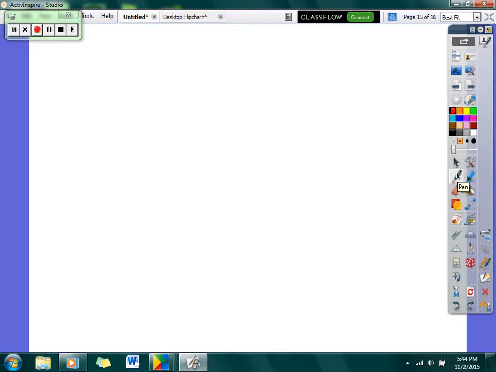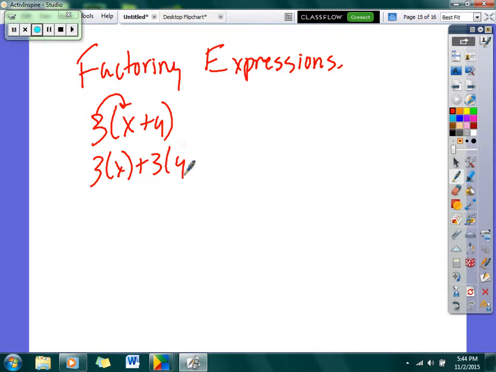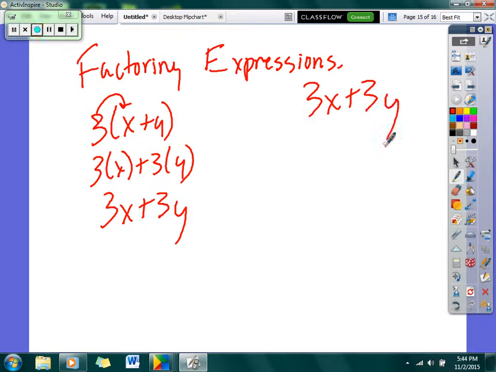Going to talk about factoring expressions. So this is going to be an extension on the distributive property, kind of like the opposite. Previously we learned that if I had 3 times the quantity x plus y, I'm going to distribute the 3 times x plus the 3 times y, and this is going to get 3x plus 3y. Now I'm going to start with 3x plus 3y and ask, what do they both have in common?